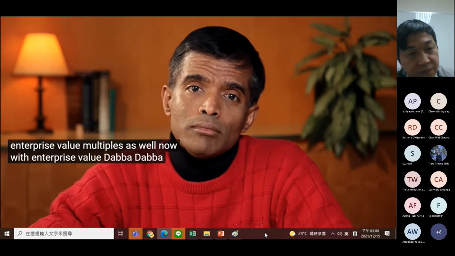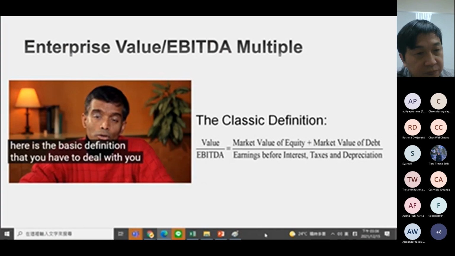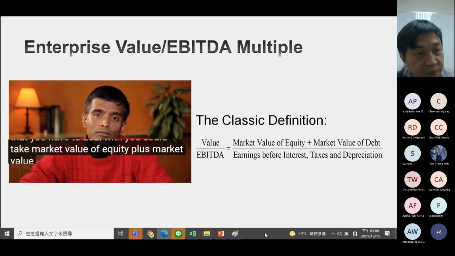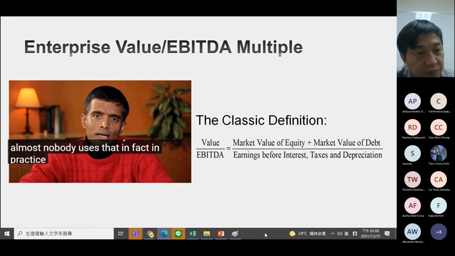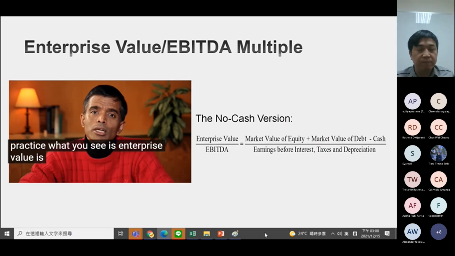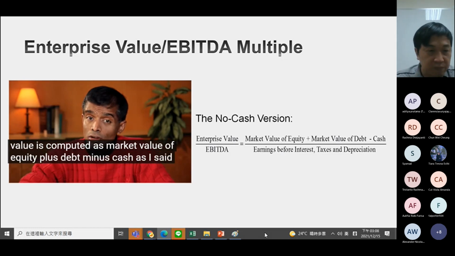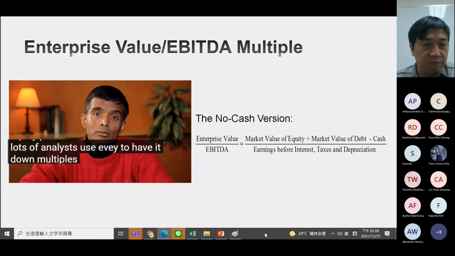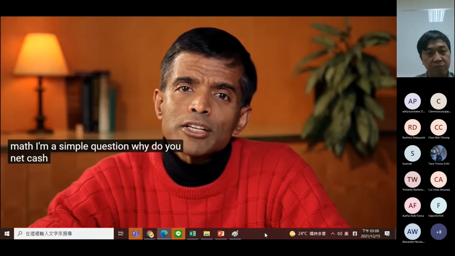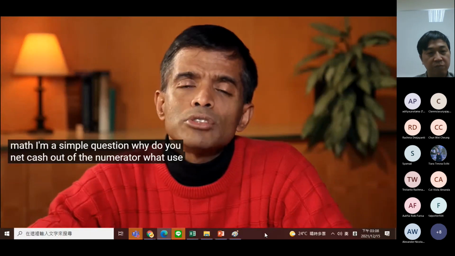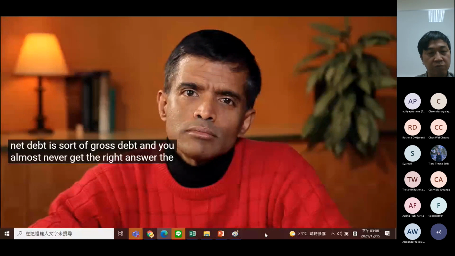Now, with enterprise value to EBITDA, here's the basic definition that you have to deal with. You could take market value of equity plus market value of debt and divide by EBITDA, but almost nobody uses that. In fact, in practice, what you see is enterprise value is computed as market value of equity plus debt minus cash. As I said, lots of analysts use EV to EBITDA multiples. And when I run into them, I ask them a simple question. Why do you net cash out of the numerator? Why do you use net debt instead of gross debt? And you almost never get the right answer.